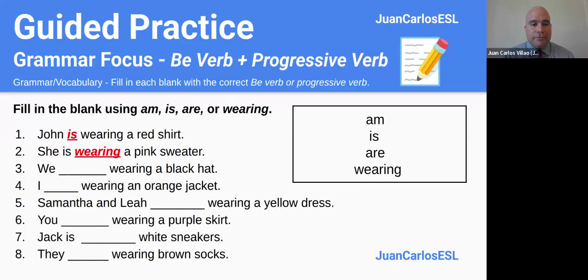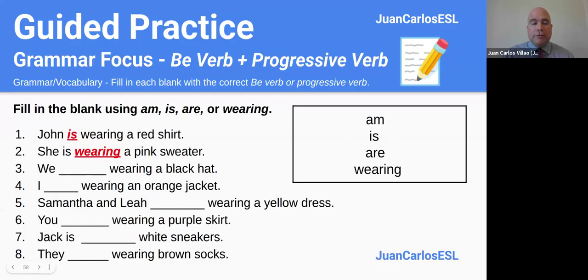Number 3, we blank wearing a black hat. Wearing is already included in the sentence for number 3, just like we saw in number 1. So we're not going to use wearing 2 times in the same sentence. So we know that's going to be a be verb. Sabemos que la respuesta va a ser un be verb porque wearing ya está incluido en la oración. Since we're talking about we, that is first person and plural, because you're including yourself.